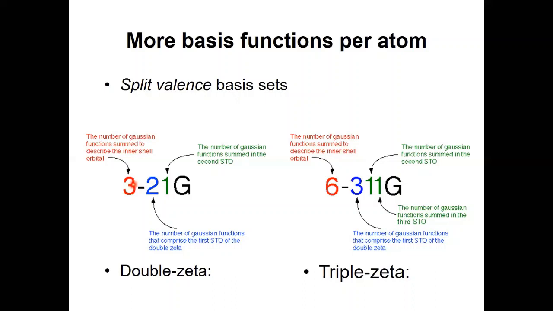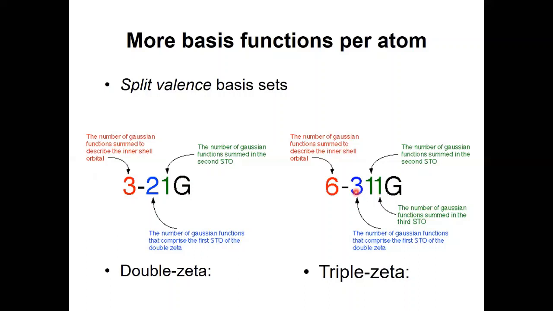This is called split valence. You divide the atomic orbitals into 3 types. The inner, or core shell orbitals, are each expressed with 3 Gaussian functions, the valence ones with 2 Gaussian functions, and the empty or virtual one with 1 Gaussian function. If you add one more, it means adding another empty orbital of the same type.